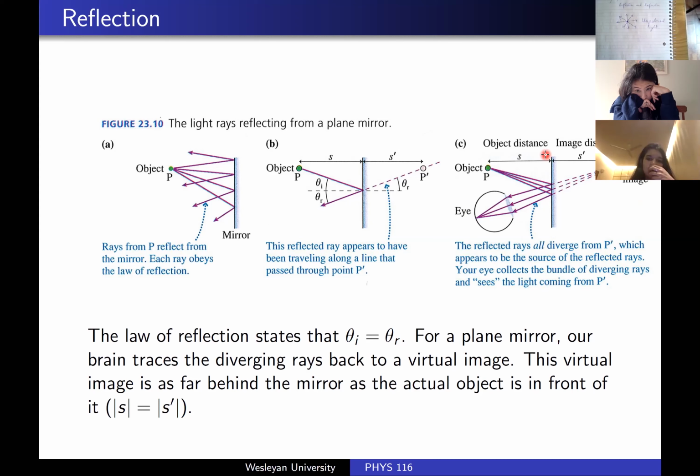So a couple of things here. One is that for a plane mirror, the image is as far behind the mirror as the actual object is in front of it. So S and S prime here are equal in magnitude. The other thing is, why do we call it a virtual image? Because if we put a piece of paper behind the mirror, we don't actually see anything there. Light rays never actually pass through this image. It's a trick played by your brain, in that the light rays simply seem to come from there, and we call that a virtual image.